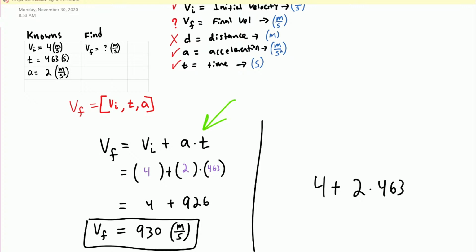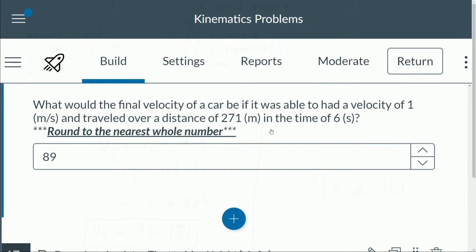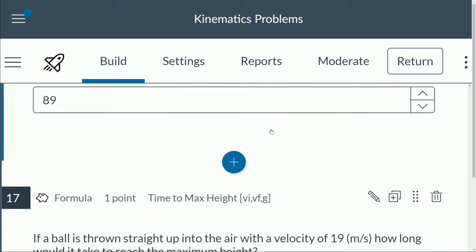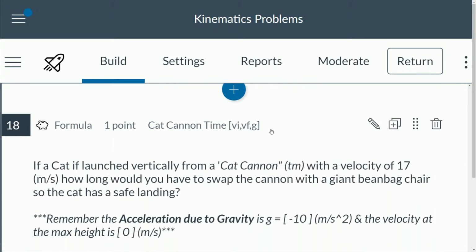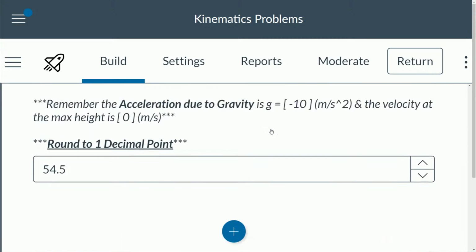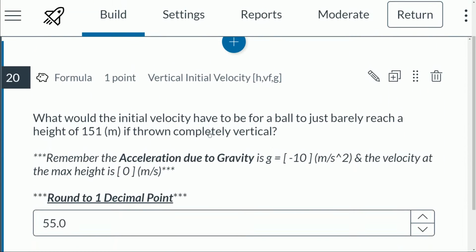All right. So it wasn't this one, Destiny? Not that one. What would the initial velocity be? So, just to barely reach a height.